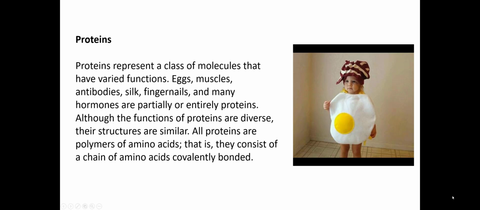Proteins represent a class of molecules that have varied functions. Egg, muscle, antibodies, silk, fingernails, many hormones are partially or entirely proteins. Although functions of proteins are diverse, their structures are similar. All proteins are polymers of amino acids, that is, they consist of a chain of amino acids covalently bonded.